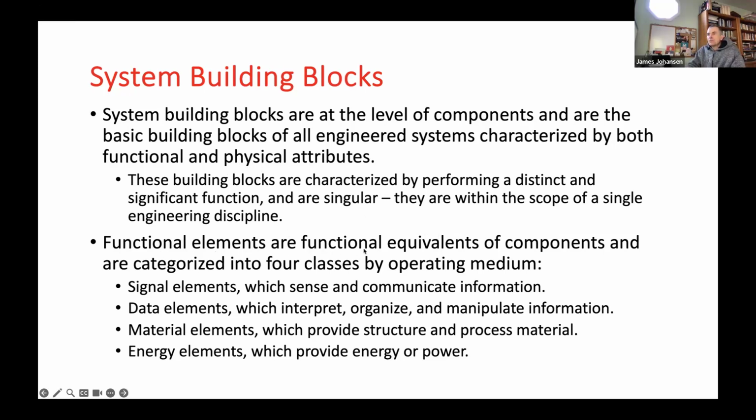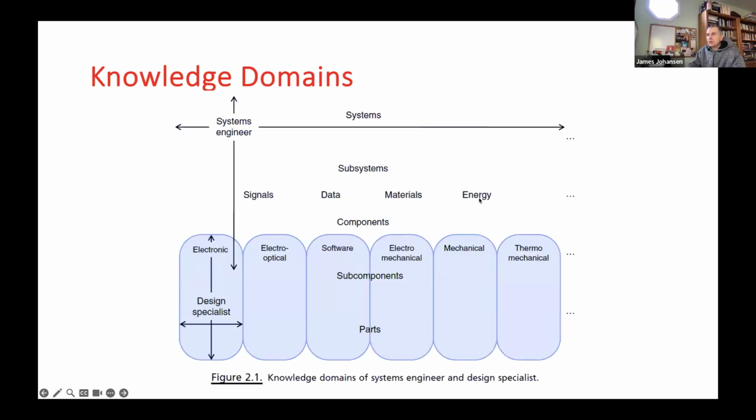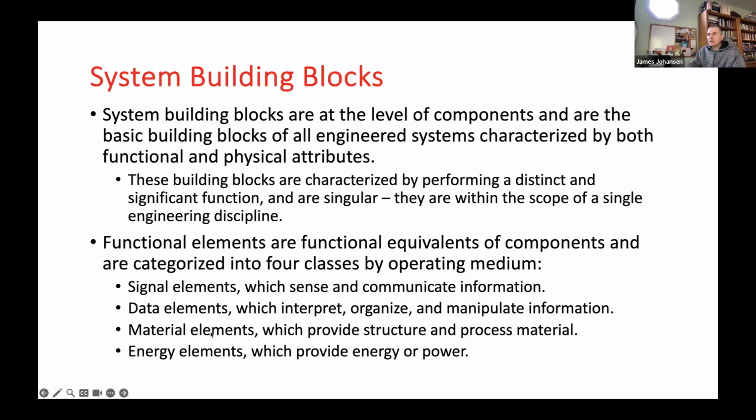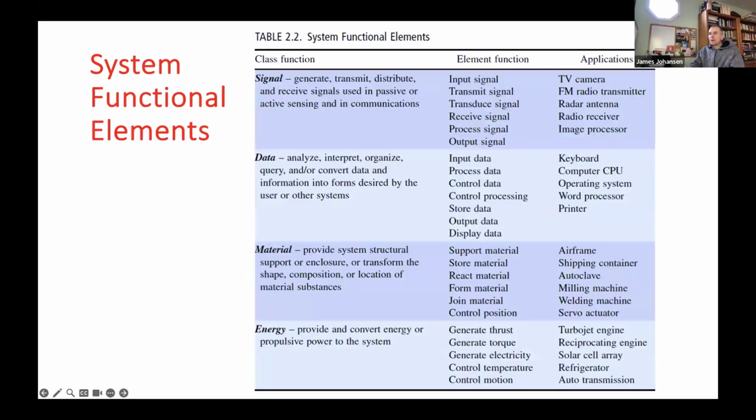So the functional elements are functional equivalents of components that are categorized into 4 classes of operating medium: the signals, the data, the material, and the energy. We saw that on this previous chart. The signal element senses and communicates the information. The data element interprets, organizes, and manipulates information. The material provides structure and process material. And finally, the energy gives it the resources to empower it to do what it's meant to be accomplishing when we think about the system.